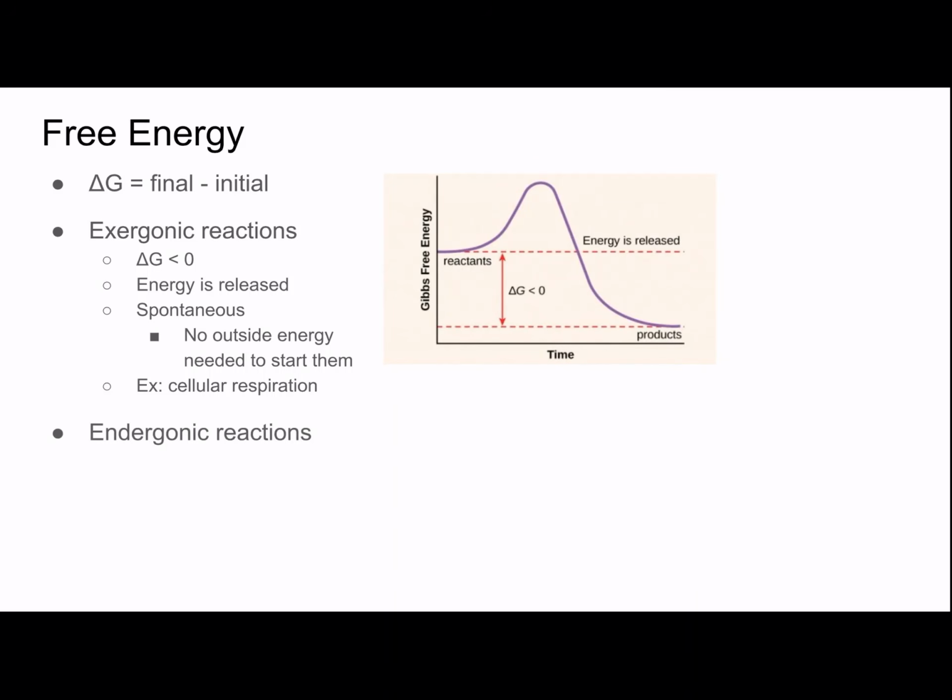The opposite would be endergonic reactions. Delta G is greater than 0, which means that the energy is being absorbed, right? Because the final amount is greater than the initial amount of energy. An example would be making ATP, adenosine triphosphate, from ADP, adenosine diphosphate, so that has 2 phosphates, and a phosphate. So adding a phosphate to ADP to create ATP would be an example of an endergonic reaction.